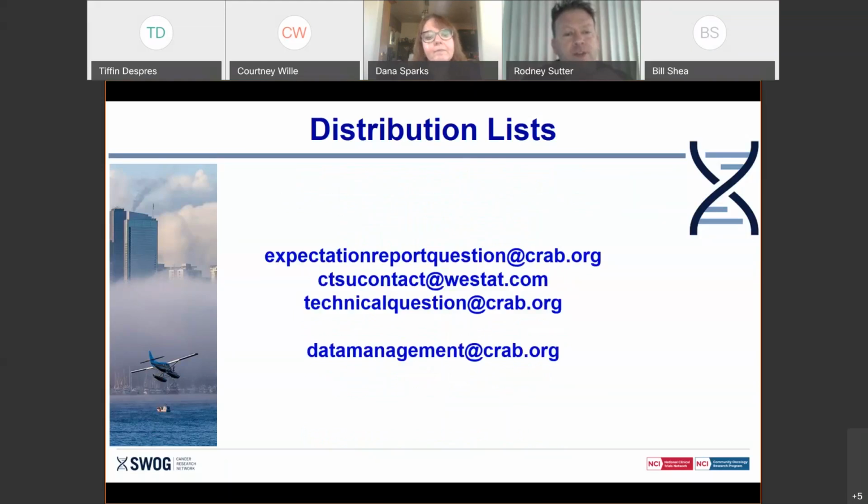We have distribution lists that are specific to questions you have about your expectation report, if you need to contact CTSU, or if you're having technical questions with our website. And then finally, there's a catch-all for the data management at crab.org. If your question doesn't really fit into any of the categories previously listed, that will reach the data operations supervisors in our department, as well as myself.